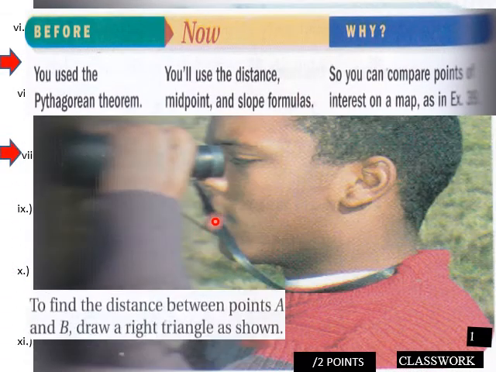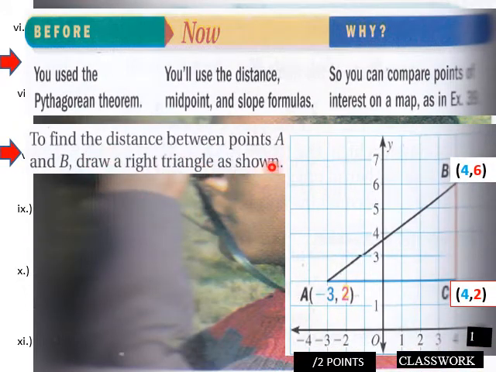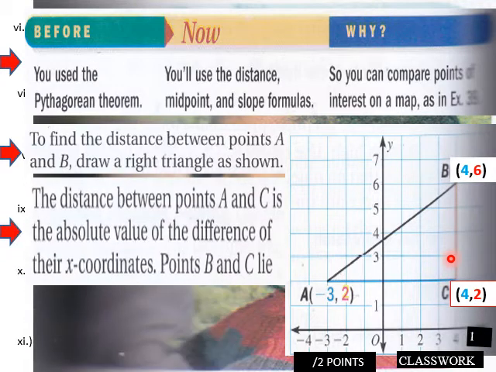Into our lesson today, to find the distance between points A and point B up here, draw a right triangle. So if you have a situation on a grid, you would draw this line here and then make a right triangle. So you can figure out what the distance is, and then this would be a right angle here.